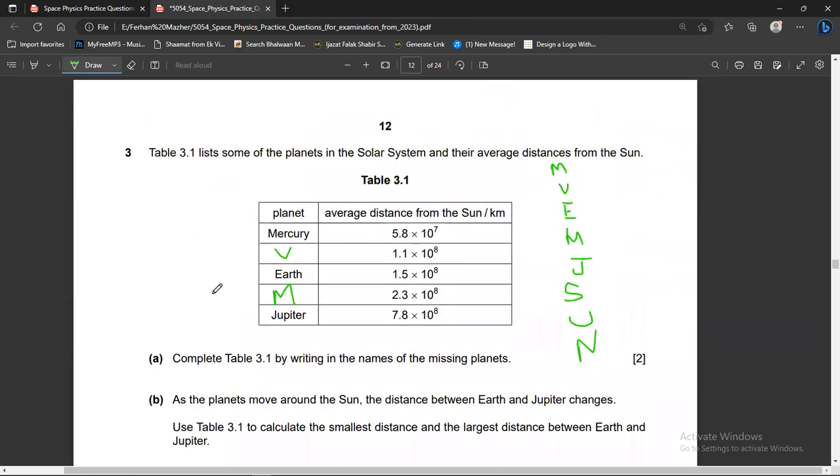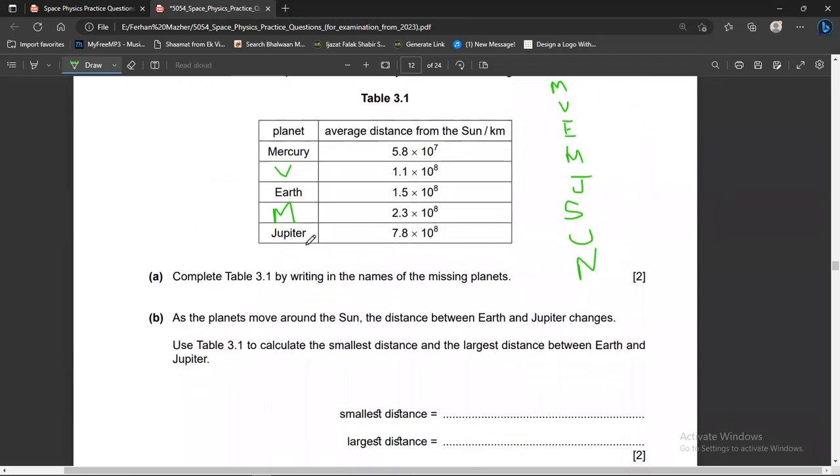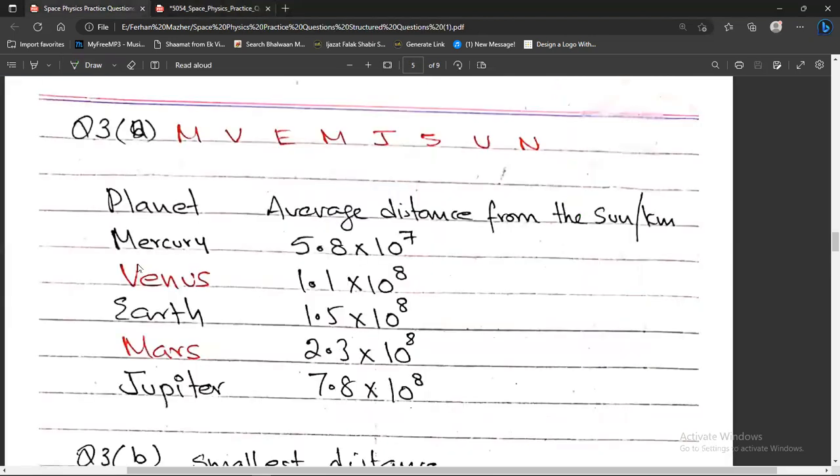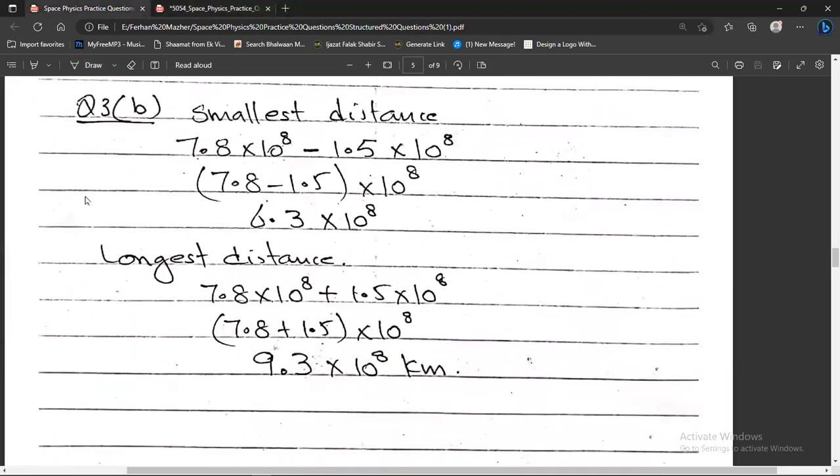Okay, so when they are on the same side, the distance between Earth and Jupiter will be the difference of their orbital radius. And when they are on opposite sides of the sun, the distance will be the sum of their orbital radius. They are given here. Okay, so let me show you how this is done. The smallest distance will be when Jupiter and Earth are on the same side of the sun.